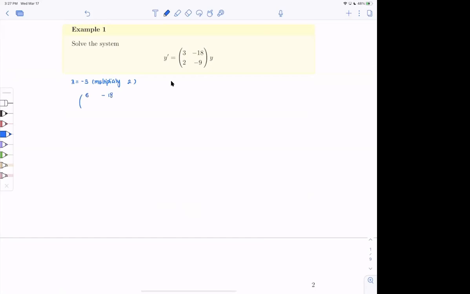6, -18, right? And then 2, -6, 0, 0. And this will give you 1, -3, 0, 0, 0, 0. So that means my first eigenvector is going to be 3, 1. So y1 equals (3, 1) e to the power of -3t. That's my y1. And using this, we can find y2.